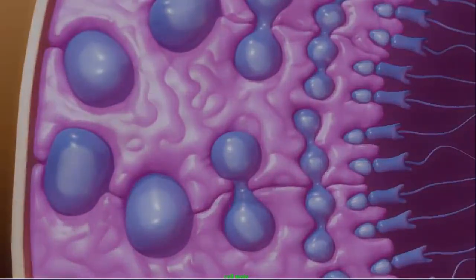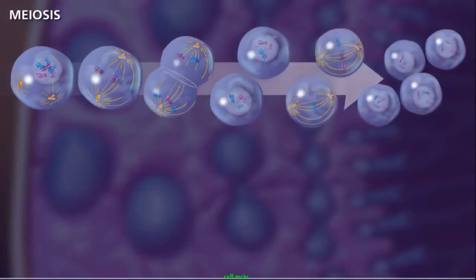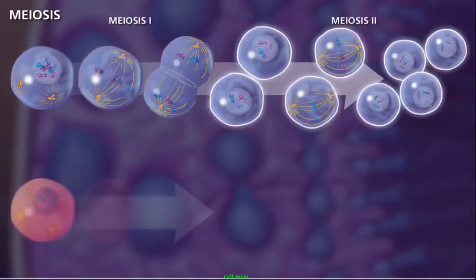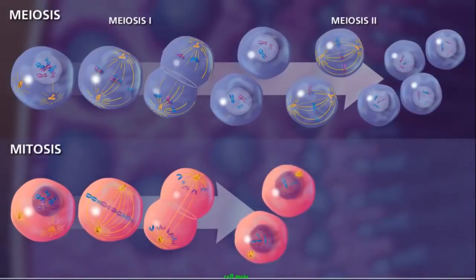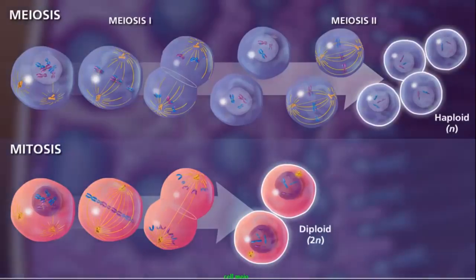Meiosis occurs in special cells called germ cells within the gonads of males and females. For the successful reduction in the number of chromosomes to occur in the new haploid daughter cells, 2 rounds of divisions are necessary. These divisions are termed meiosis I and meiosis II. Although the processes of mitosis and meiosis look similar, there are a few major differences. One obvious difference is that mitosis results in 2 diploid daughter cells, and meiosis results in 4 haploid cells.